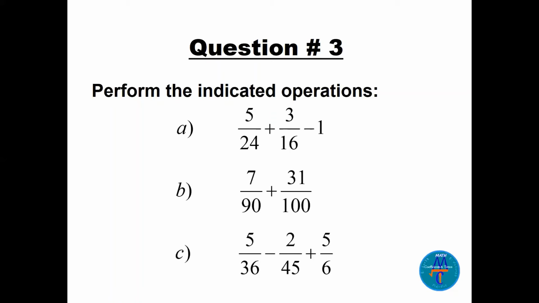Then after that, you take 7 over 90 plus 31 over 100. And the last one, 5 over 36 minus 2 over 45 plus 5 over 6. Let's take the first one.